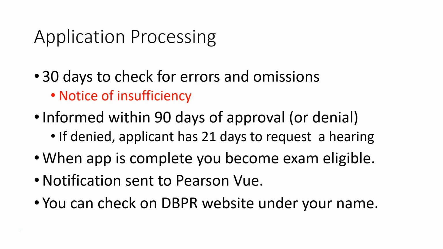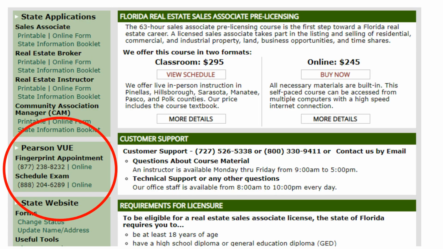It takes 30 days to check for errors and omissions. They'll give you a notice of sufficiency if anything is missing, and you're informed within 90 days of approval or denial. If denied, the applicant has 21 days to request a hearing, and when the application is complete, you will become eligible to take the exam. Notification is then sent to the testing agency, Pearson VUE, and you can check on the DPPR website under your name. Once again, on Bob Hoag's website, here is the place where you can go and click to arrange your fingerprints and also to schedule the exam.